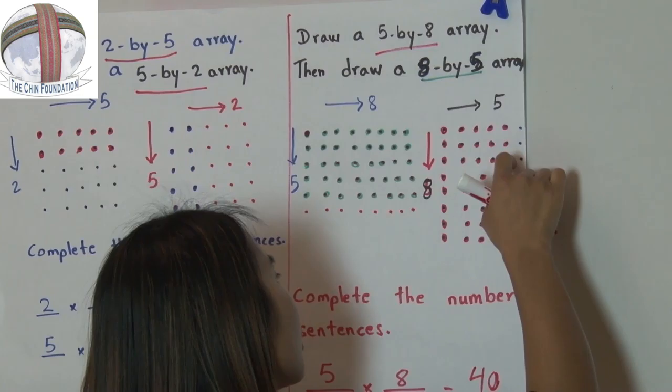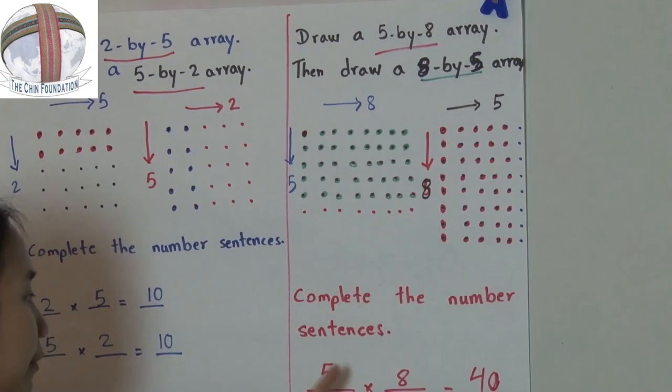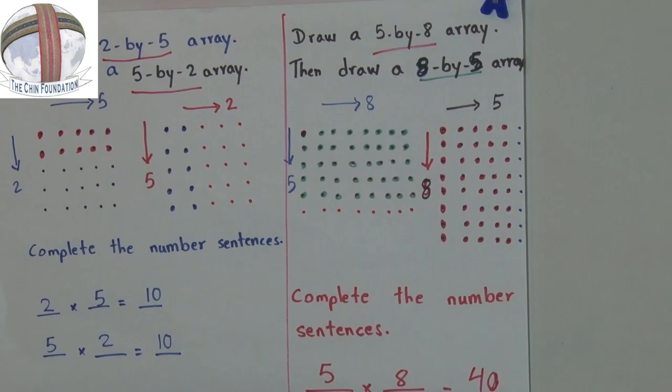28, 29, 30, 31, 32, 33, 34, 35, 36, 37, 38, 39, 40. Okay, 40. Counting again, 1 to 40. So the answer is the same. That means 5 times 8 is 40, and 8 times 5 is 40.